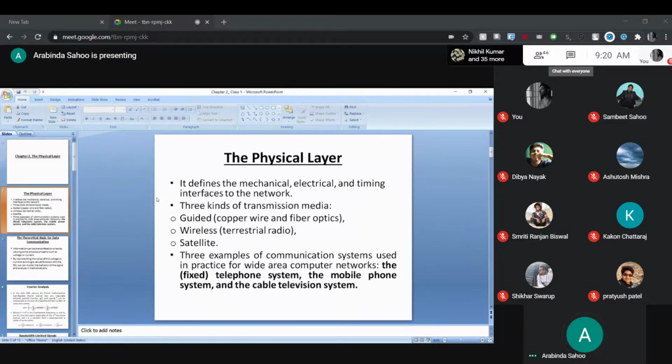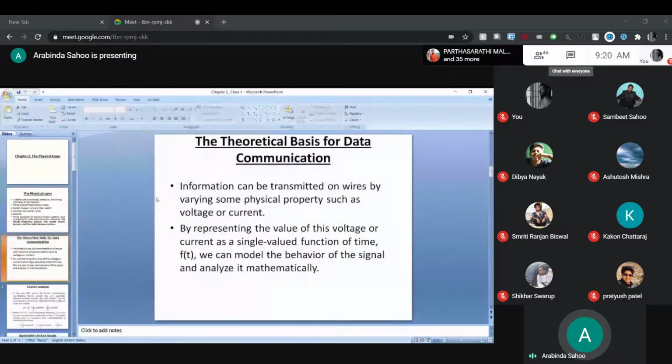Okay, so next, the first part of this chapter is the theoretical basis for data communication. Give the heading: the theoretical basis for data communication.